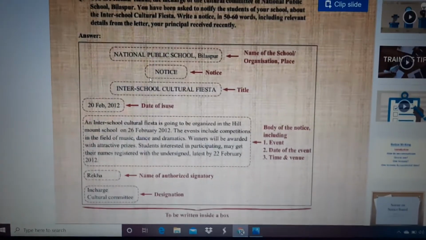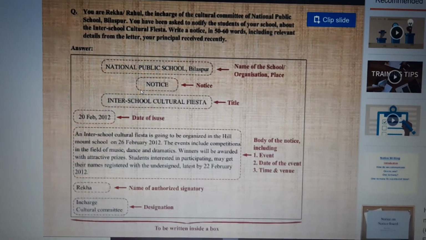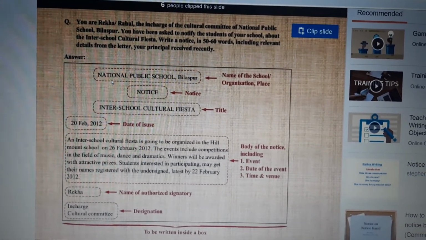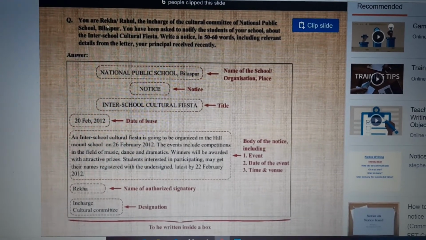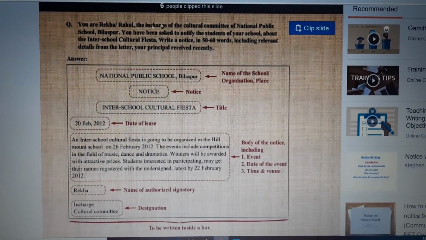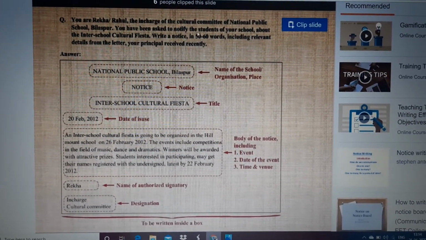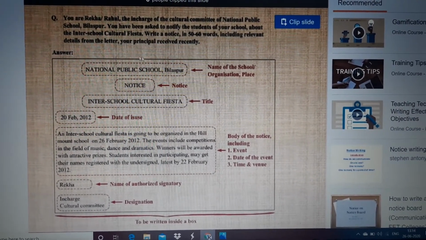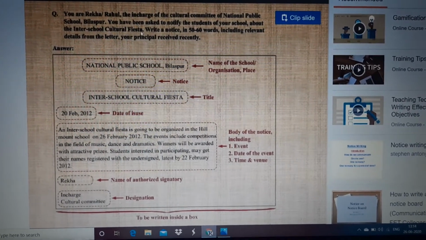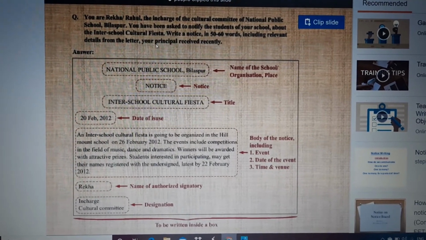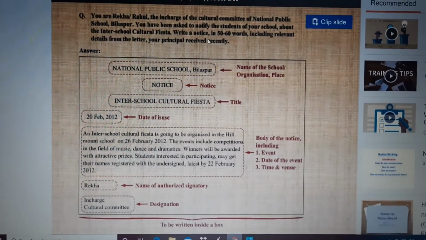Children, here you can see the actual split up of the different parts of the format of the notice. So, you can see the arrows here. The question is, you are Rekha or Rahul, the in charge of the cultural committee of the National Public School, Bilaspur. You have been asked to notify the students of your school about the inter-school cultural fiesta. Write a notice in 50 to 60 words, including relevant details from the letter your principal received recently.